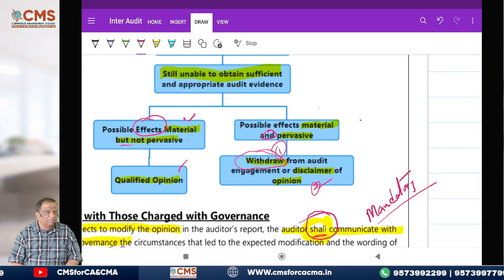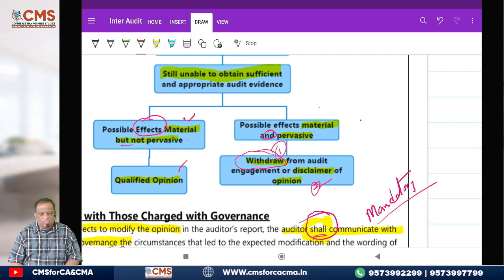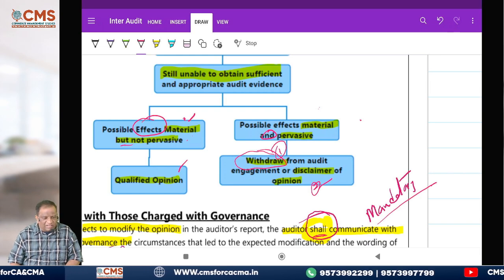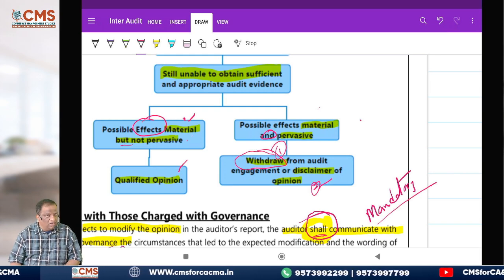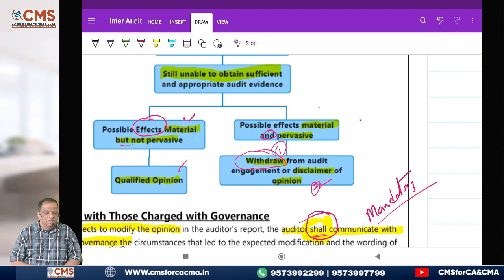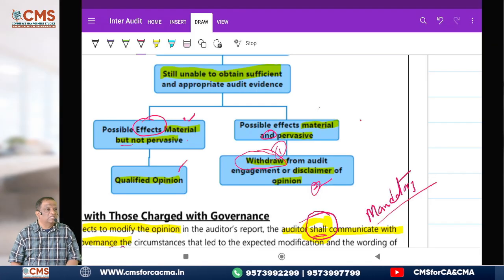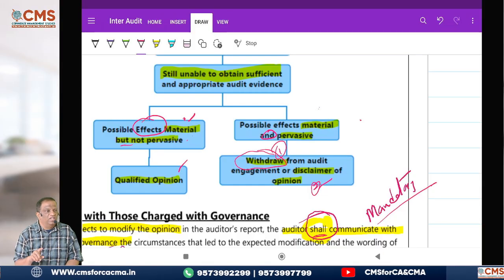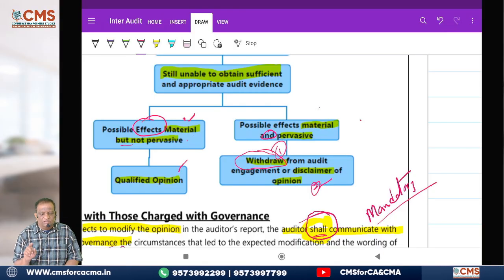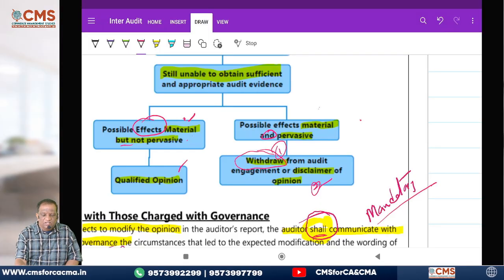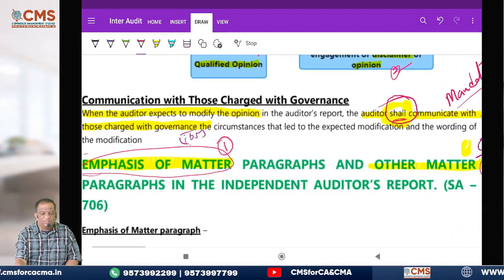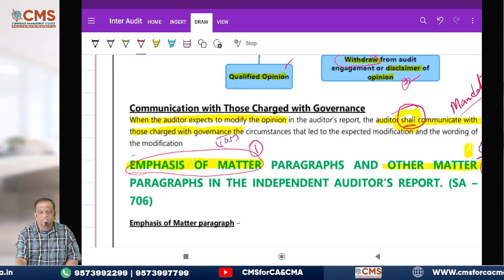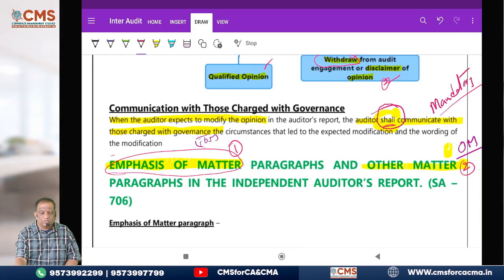If it is in the early stages, it is all right, I can withdraw. But if I've gone too deep into it, withdrawing at this stage is not acceptable, and legally it can get me into trouble. Then I will continue and issue my disclaimer of opinion. So when you are answering, withdrawal is option 1. If that is not acceptable, then go for disclaimer. This is your SA 705. But whenever you are modifying, you need to communicate with the management and those charged with the governance.